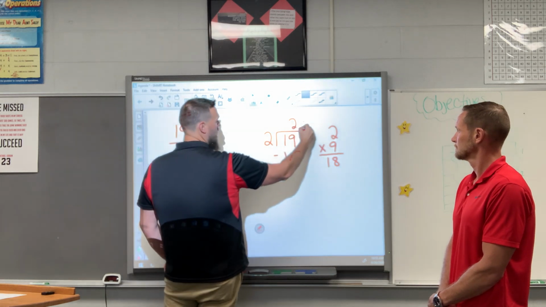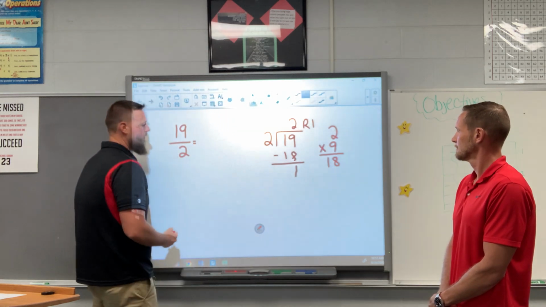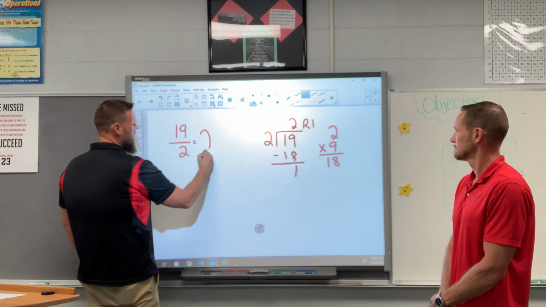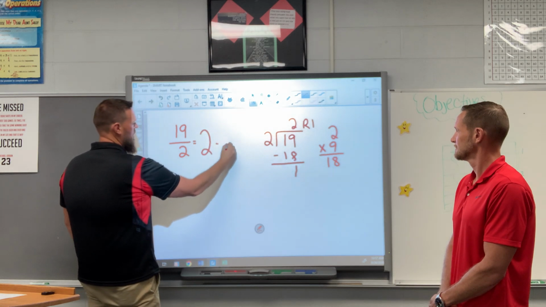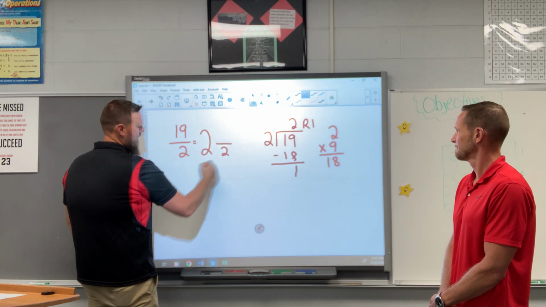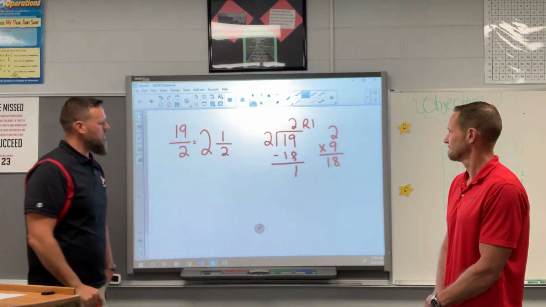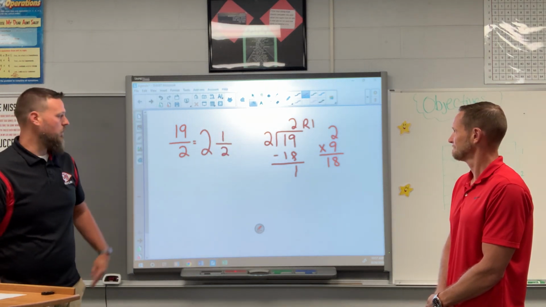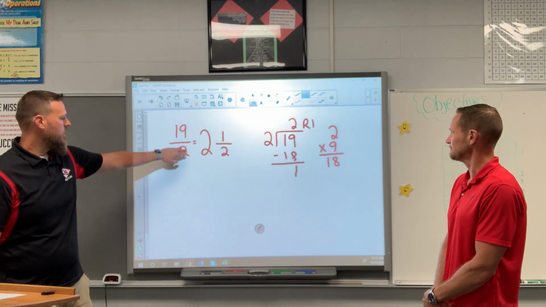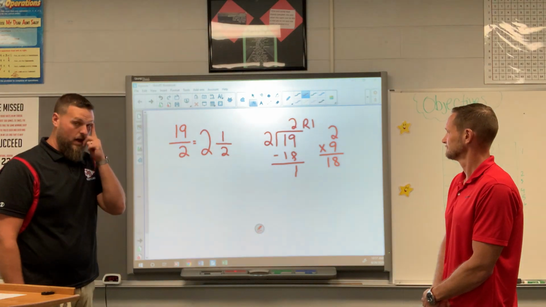So 9, remainder 1. So if you remember from the last problem, 9 is our whole number. Our denominator does not change. And whatever we get as our remainder, here's our new numerator. So 19 over 2 is the same thing as 9 1/2.